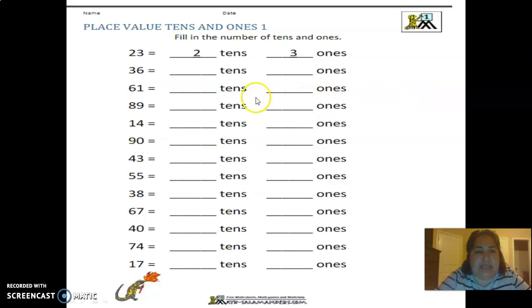So here it is. It looks like this. It says place value, tens and ones. Fill in the number of the tens and ones. Okay, so here you have, well, let me give you an example that I have. I have number 15. So 1, 5. Okay, 15. Now tell me which is in the ones and tens.